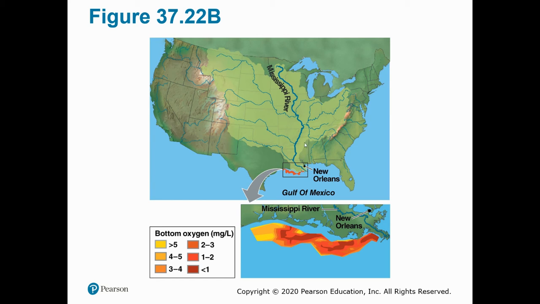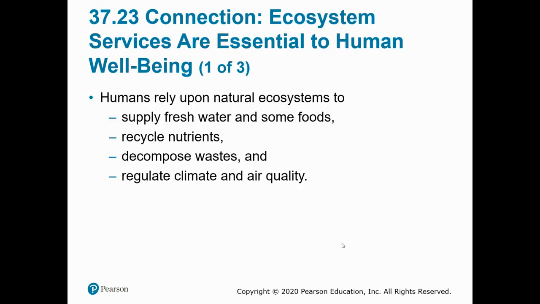However, if we're not careful, then we're over fertilizing these lands, and we're then causing major problems with the amount of oxygen in the oceans, which is then going to cause a major problem with our ability to have fish survive in those areas.